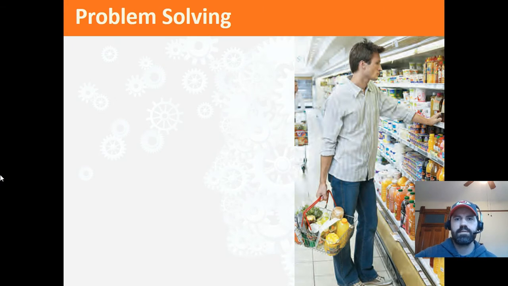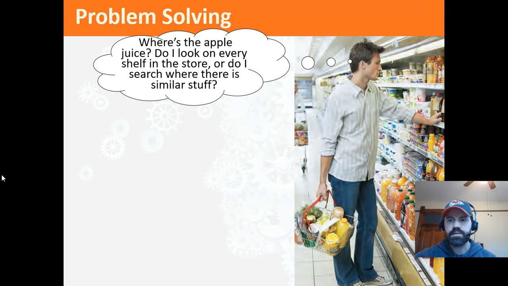Now, sometimes we're put in situations where we need to problem solve. And when we need to try to problem solve, there are some different strategies that we can use. Here I have this guy walking around a grocery store. Where's the apple juice? Do I look on every shelf in the store? Do I search where there's similar stuff?